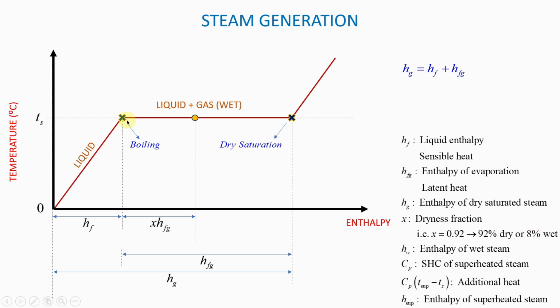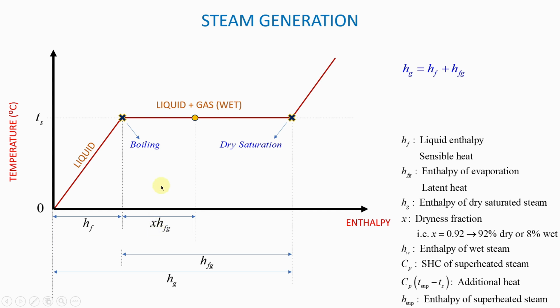So as we are moving from the boiling point to the dry saturation point, the dryness is increasing and the wetness is reducing, okay? So the dryness fraction increases as you get closer to dry saturation, and the wetness of the steam decreases because it is being evaporated. Okay, I hope this is making sense. And so if you are told that the dryness fraction is 0.92, that means that the wet steam is 92% dry, or it is only 8% wet. Okay, and so this is what this x represents.